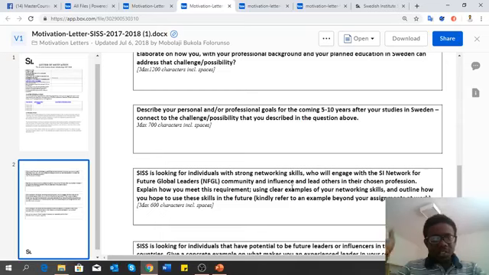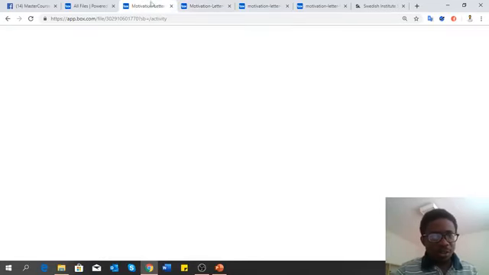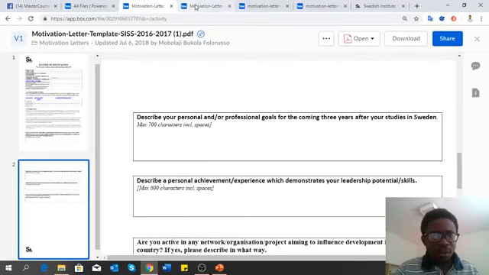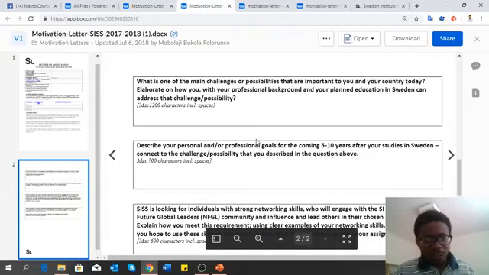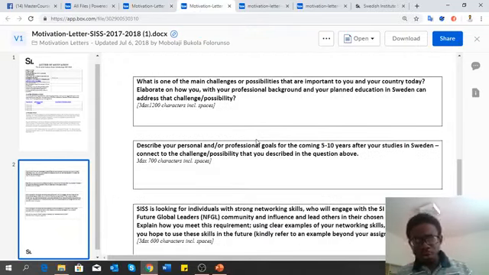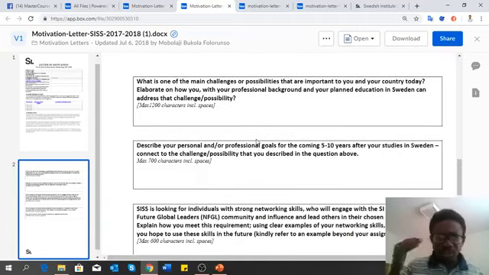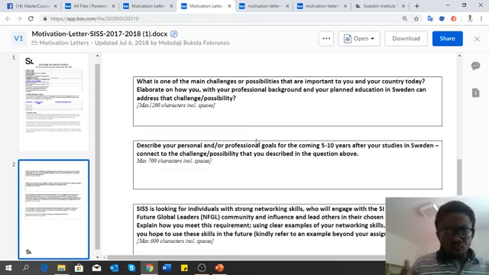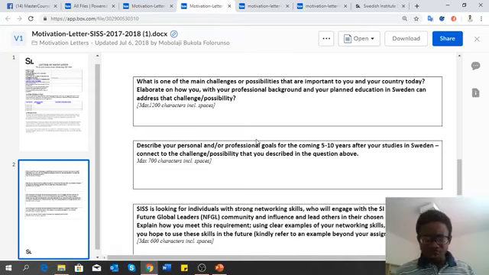So you can see the whole thing here. It's just similar to the 2016 motivation letter. The 2017 motivation letter is asking about leadership skills and professional experience. Do you understand the problem affecting your country? What are your networking skills? What do you hope to gain from your master's studies in Sweden?